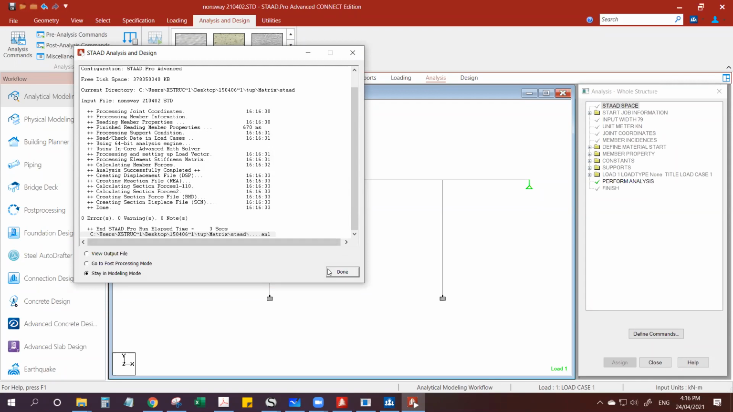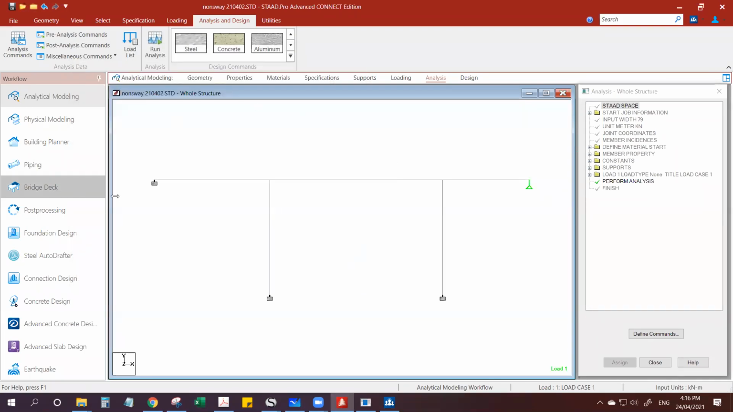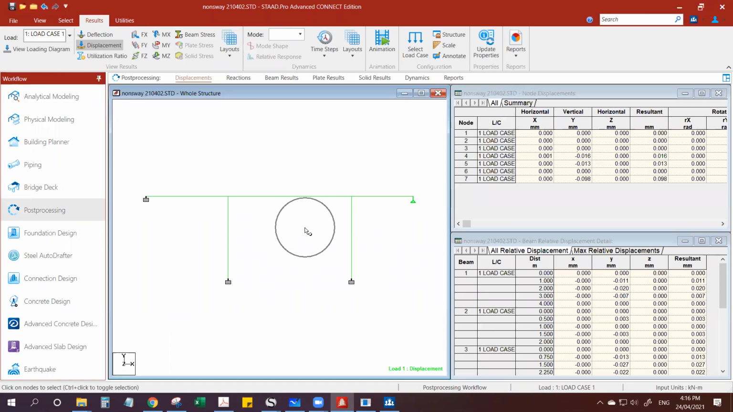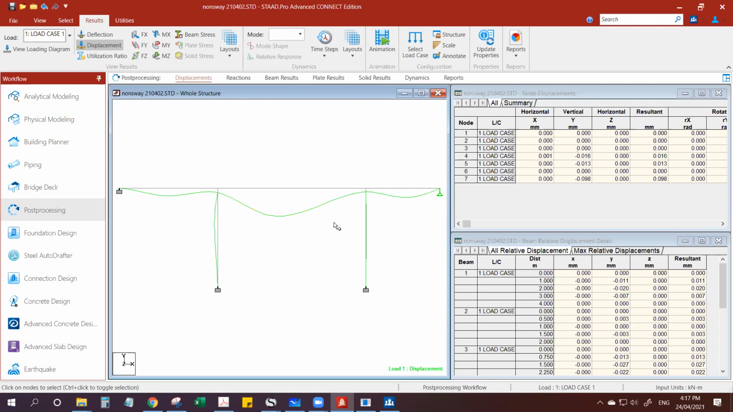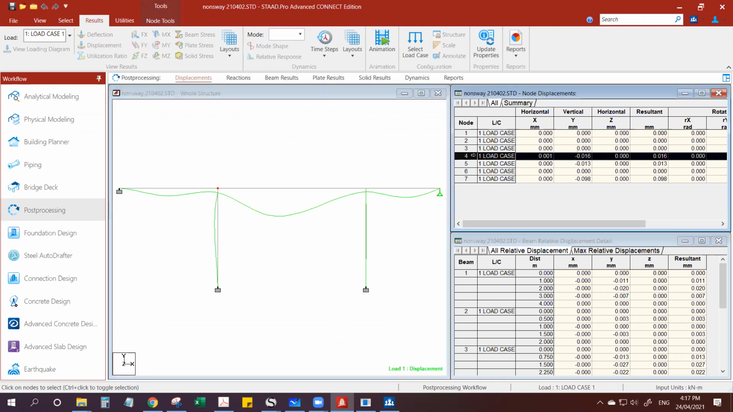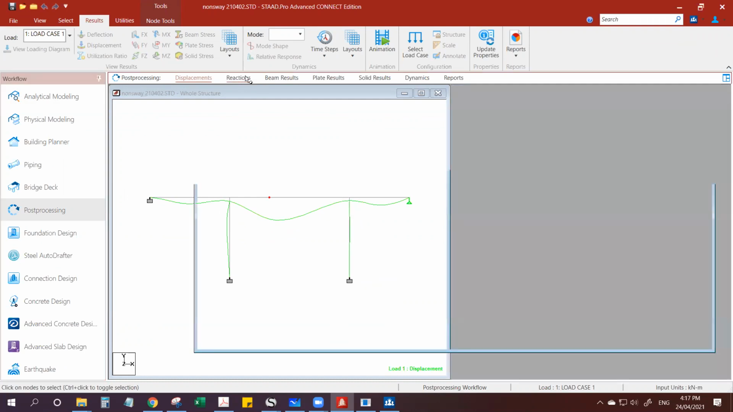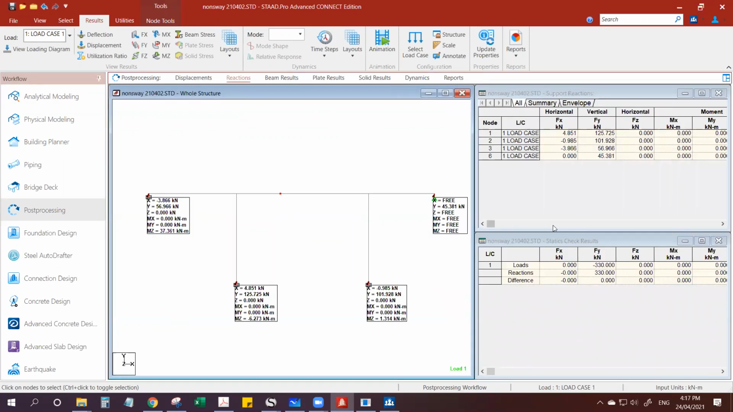So, okay, zero errors. Let's check the displacement. Post processing. Press control to exaggerate, right? Actually, theoretically, this has displacement, although it's again very minimal, 0.016 mm. Okay. Next is reactions. What did we get?